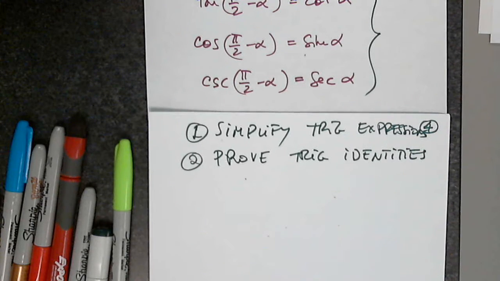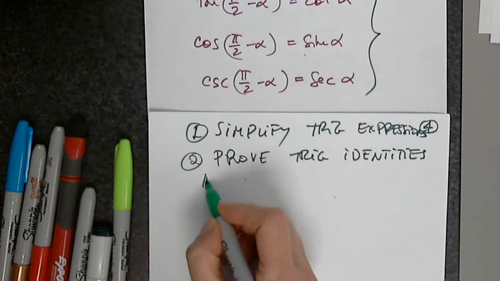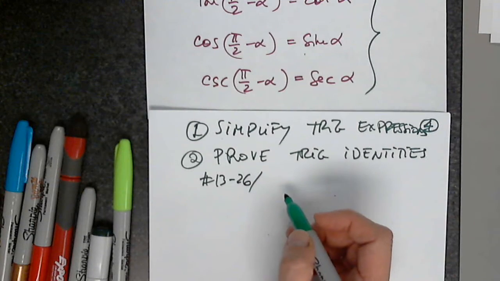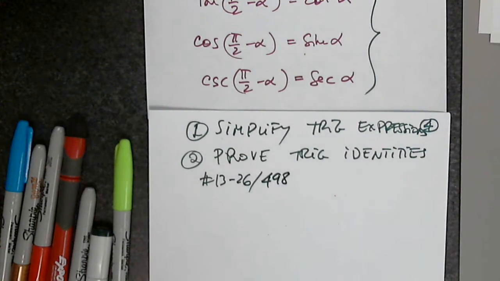Okay. On page 498, if you have your books, I would like to simplify the trig expressions, 13 through 26. One more time, page 498. So please choose a trig expression that we would like to fully simplify. Which one? Anything from 13 through 26. I'm going to start with 13, so we see. Any problem you want. So we want to start with 13. Sine x, secant x over tangent x.